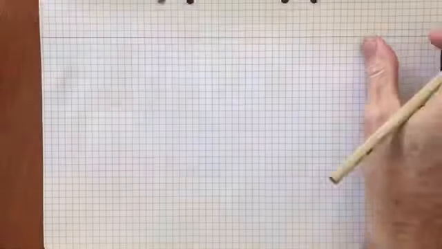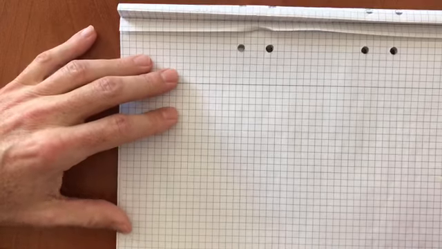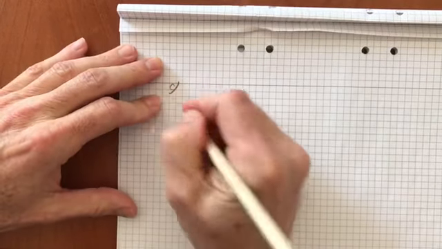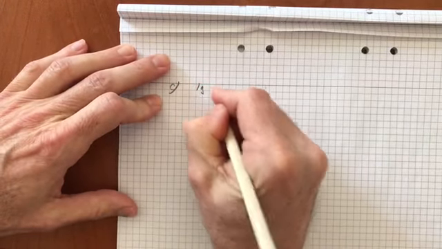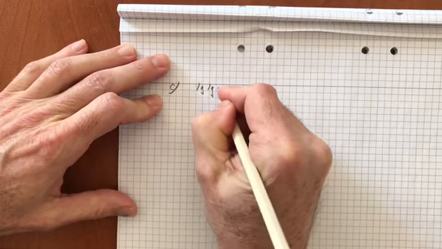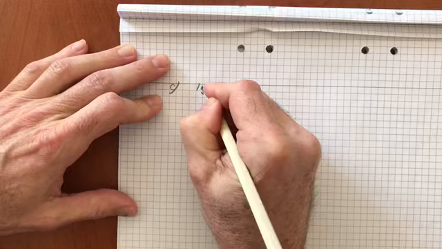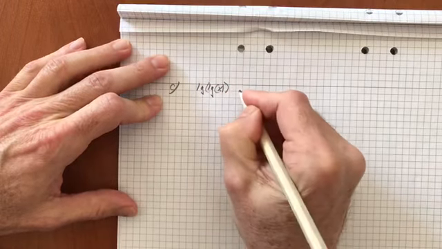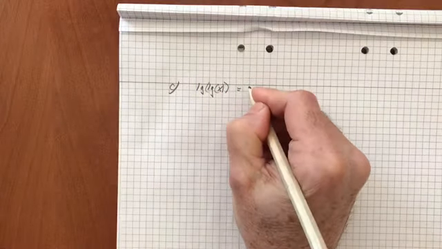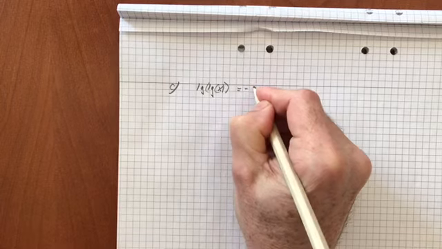Okay, let's look at the last exercise on this. It looks like this: log of log x, in brackets like this, is equal to minus 1.